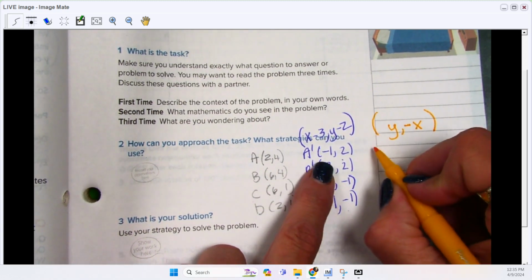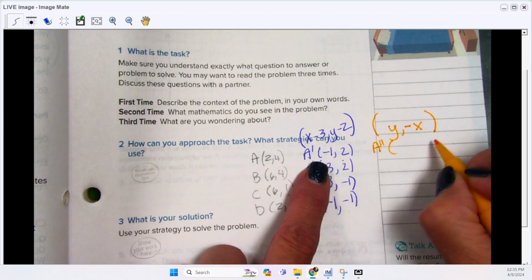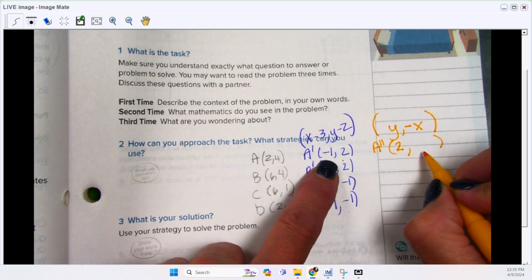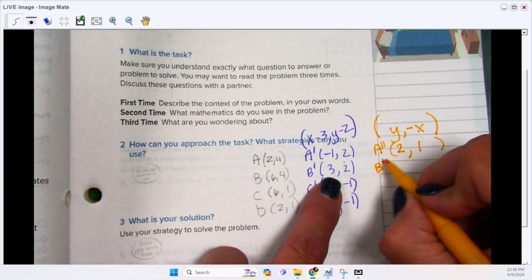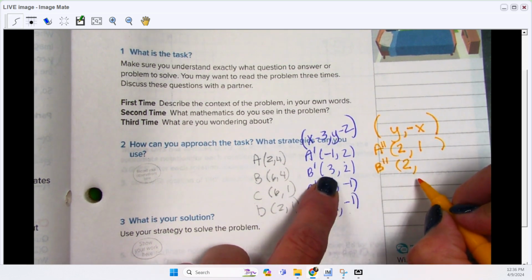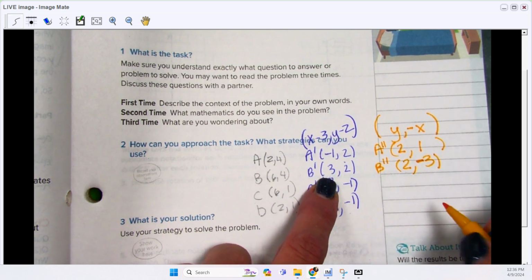So I'm going to switch these around. So A double prime. When I switch, the 2 comes here, and I need the opposite of the x, so that's 1. B double prime: the 2 goes into the front. The 3 goes over here, but I need the opposite, so that's negative. Not that you can see it very well.